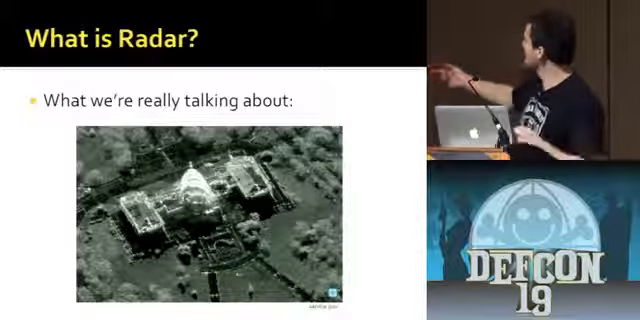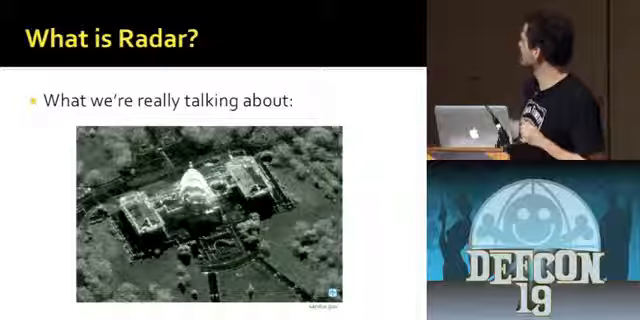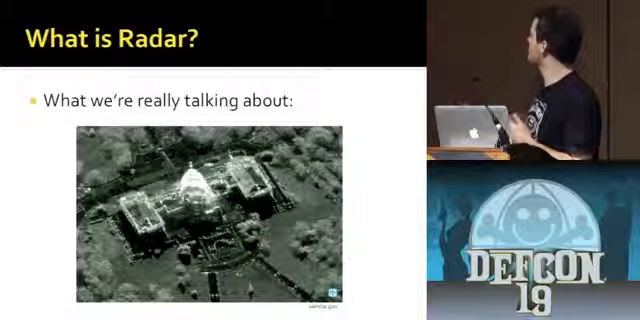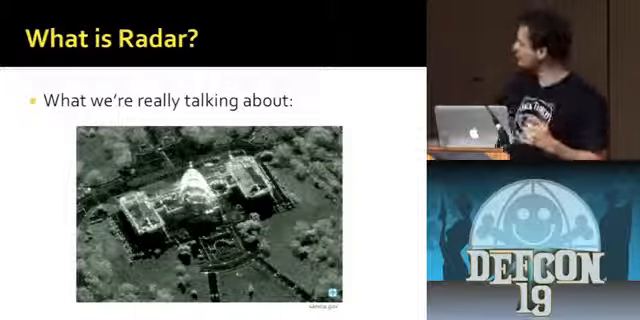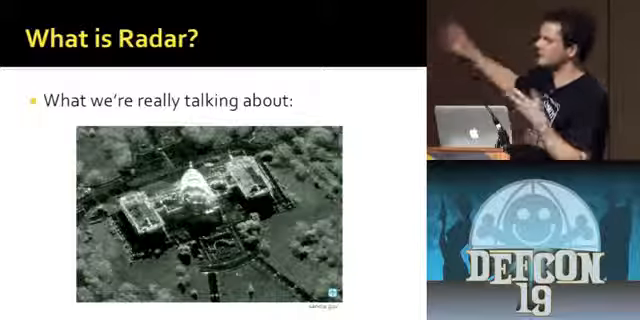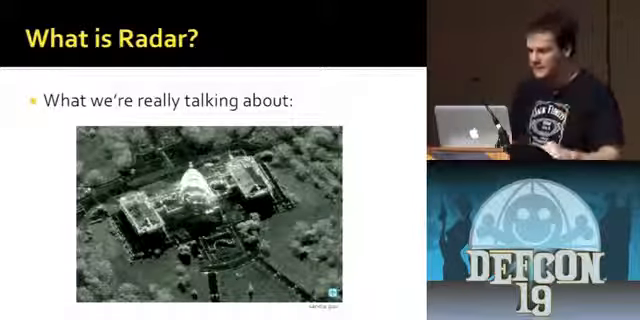This is an image of the Capitol. I guess this is a Sandia radar system, but this is what synthetic aperture radar can really do with a nice system. What we have is a 3D point cloud of the Capitol building taken from an aircraft.